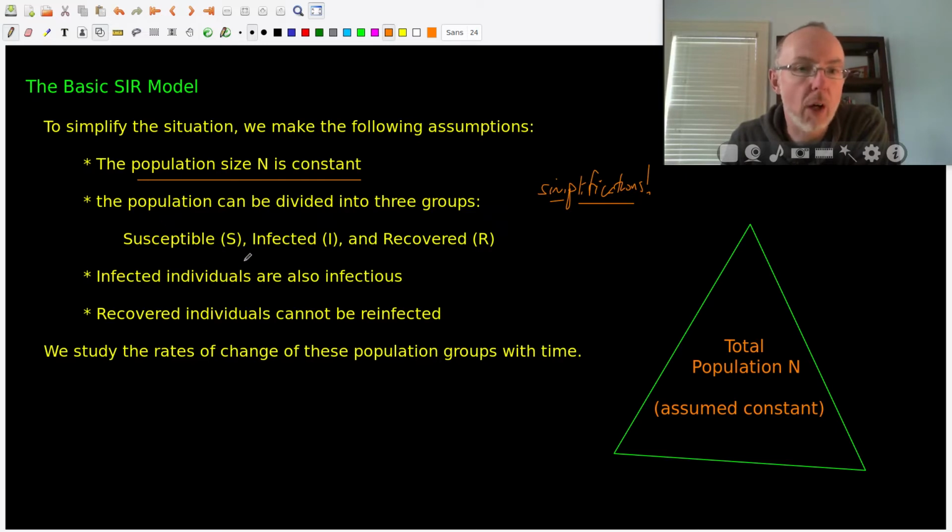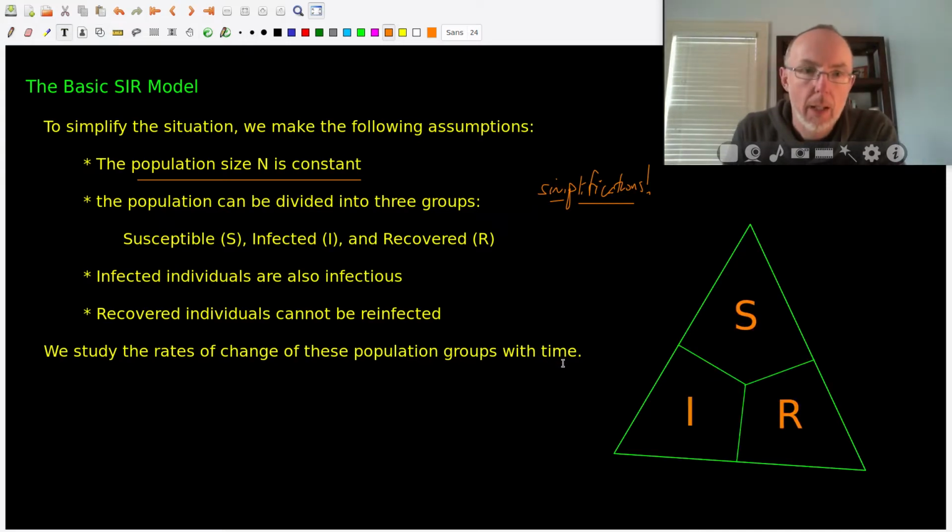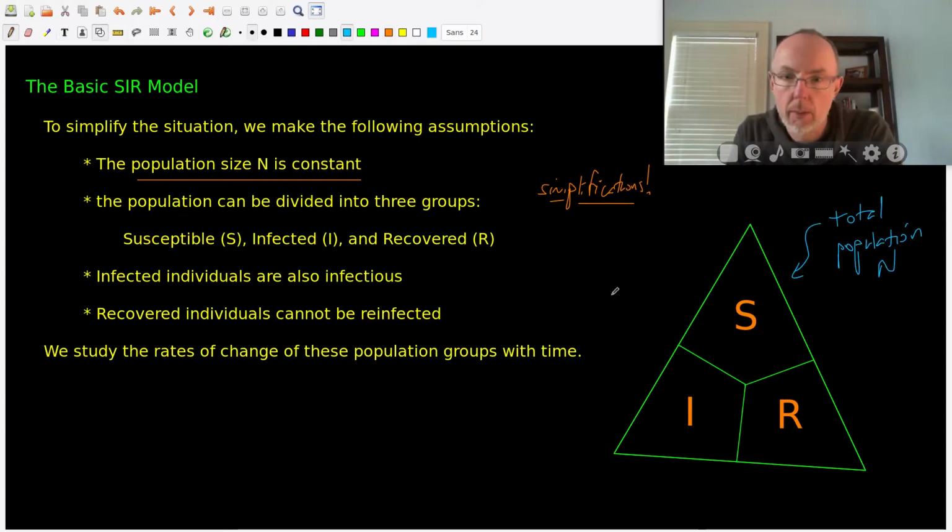And then we're going to divide, and this is the key SIR assumption, we're going to divide the population into three groups. That total population N is going to be split into people who are susceptible, people who are infected, and people who are recovered. And we're going to label them S, I, and R. So this picture here is meant to represent the total population. So inside this triangle we have N people, and they fall into one of those three categories.